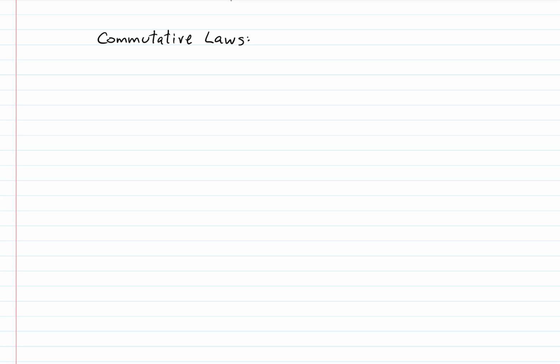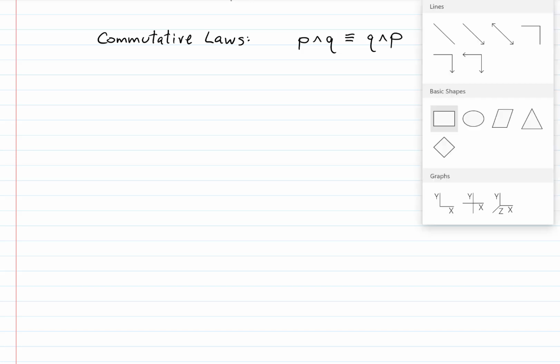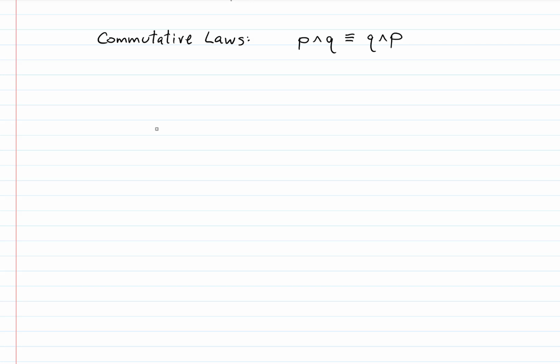There's one for conjunctions and one for disjunctions. Okay? So the first one says that the conjunction of P and Q is logically equivalent to the conjunction of Q and P. Okay? Let's prove that. This won't take a very big table.